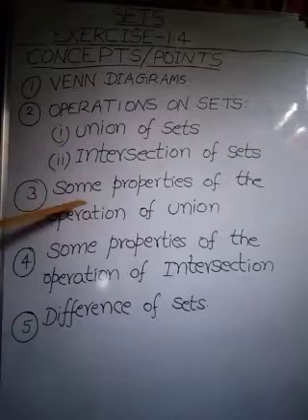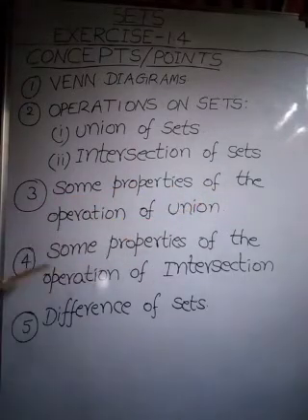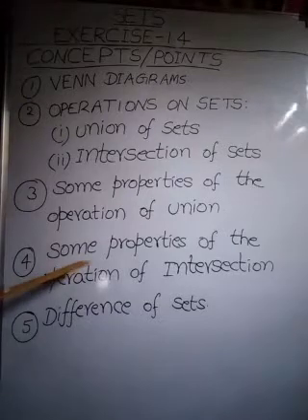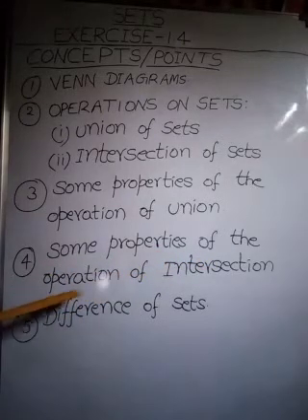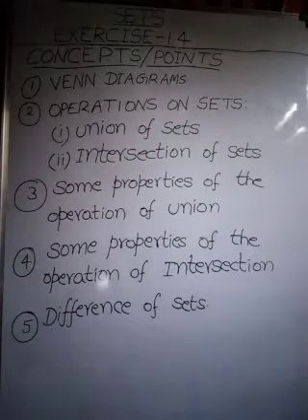Third point, some properties of the operation of union. And the fourth point, we discuss some properties of the operation of intersection. And the fifth one, difference of sets. We are going to discuss all these 5 points one by one. Okay, my dear children? Right.